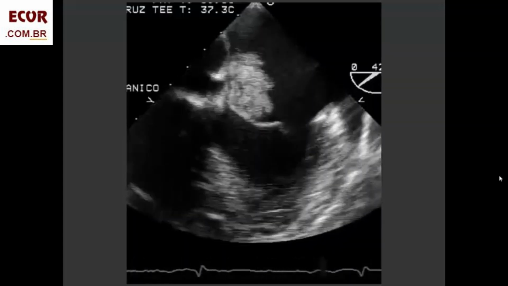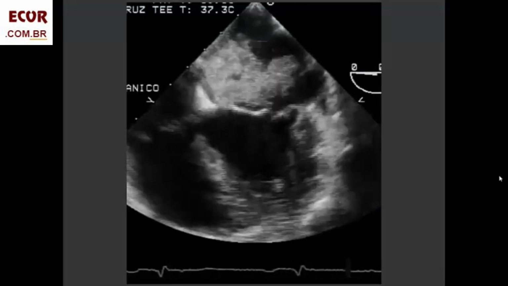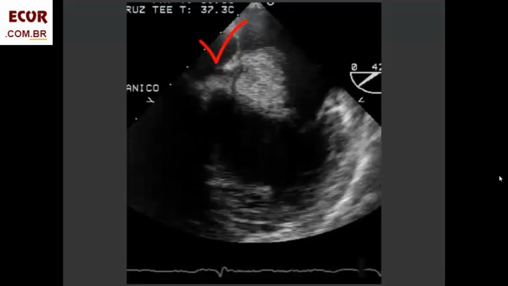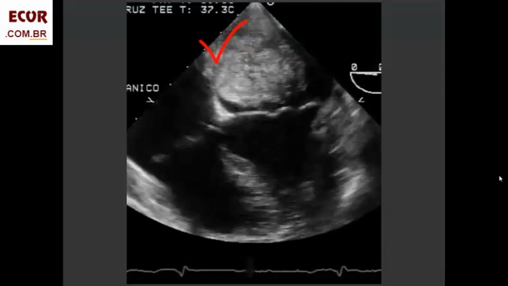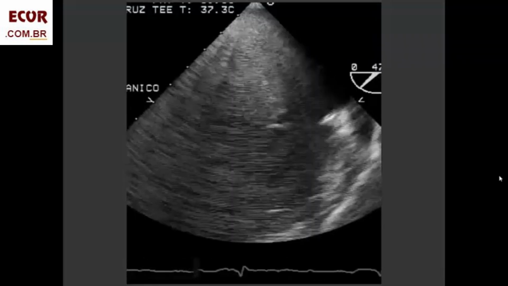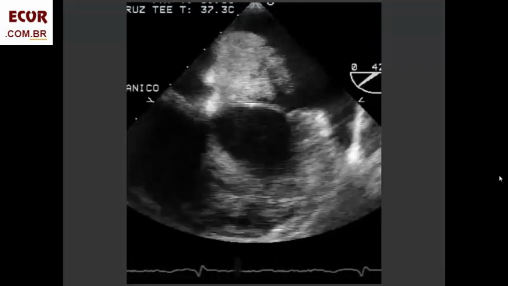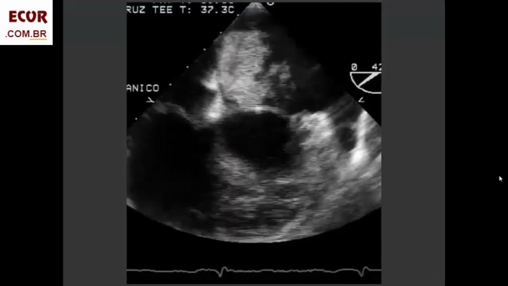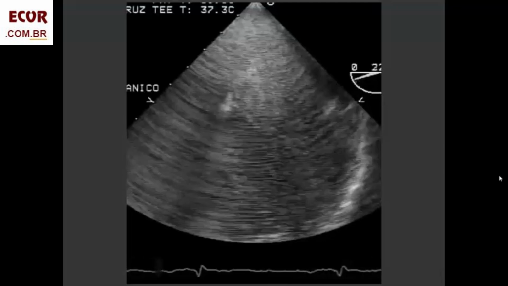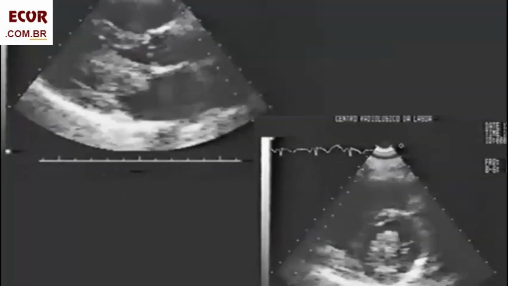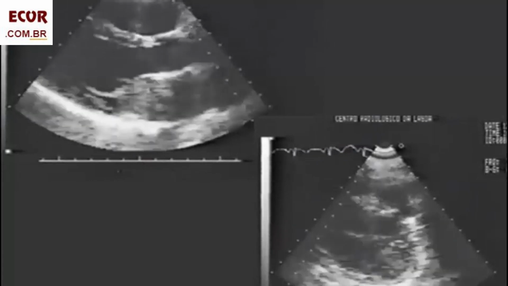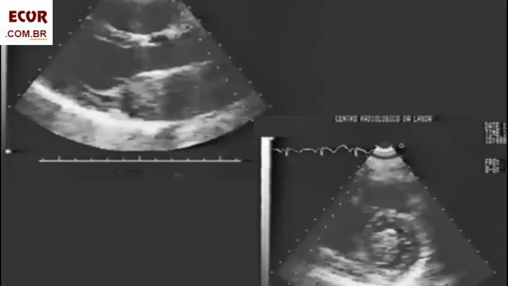Then, with a transesophageal echo, we can visualize the pedicle, which may be very small, attached to the septum. The tumor may be very multi-lobulated, with a fragile aspect. We can see why it may embolize frequently. Another example, see how its jelly-like aspect goes across the mitral valve.